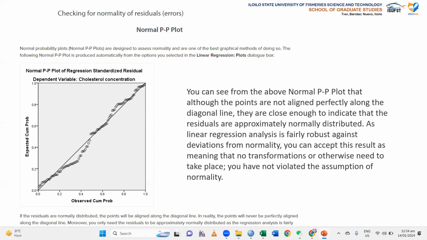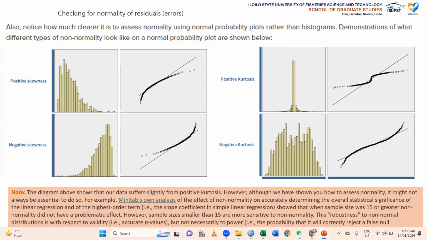As linear regression analysis is fairly robust against deviations from normality, you can accept this result as meaning that no transformations or otherwise need to take place. You have not violated the assumption of normality as well. Also, notice how much clearer it is to assess normality using normal probability plots rather than histograms. Demonstrations of what different types of non-normality look like on a normal probability plot are shown below.